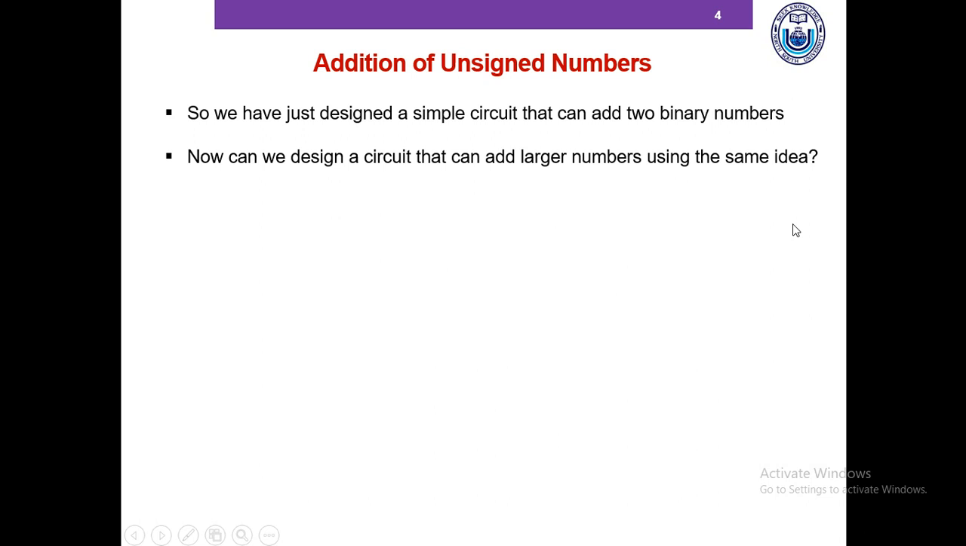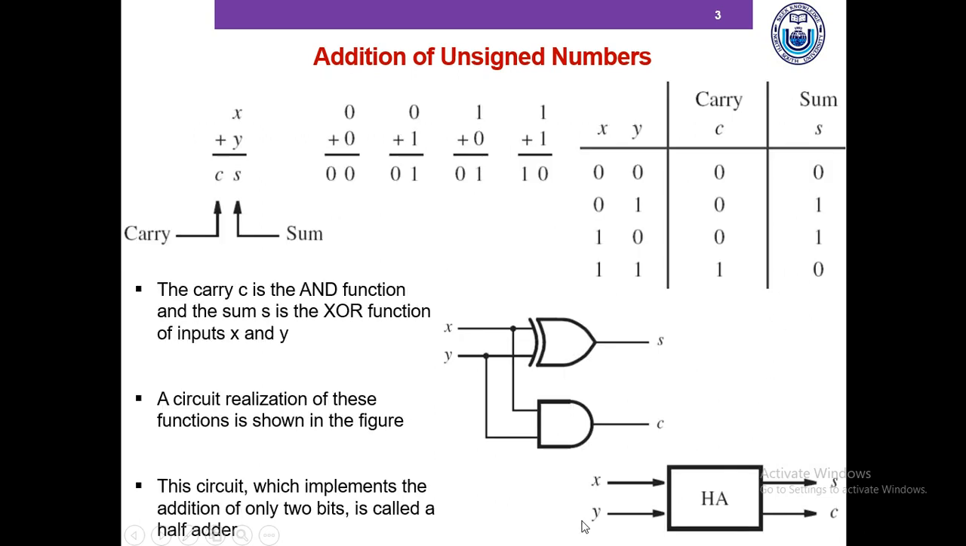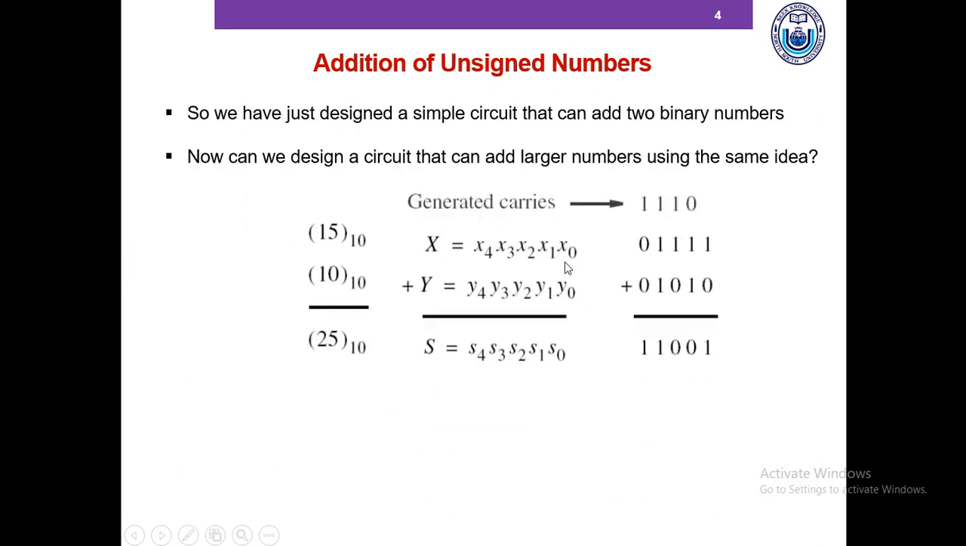So if we go back to the half adder, we see that it has only 2 inputs and it does not take into consideration the carry from the previous bit. If it did, it would have had 3 inputs: x, y, and the carry from the previous bit. But it has only 2 inputs. So the half adder is only considering these 2 numbers.